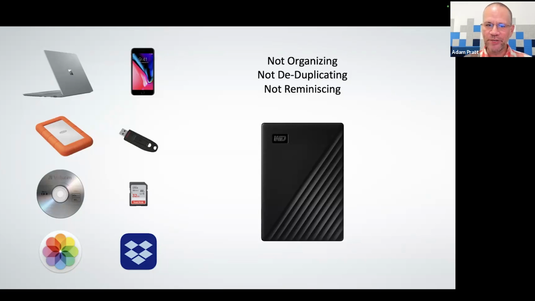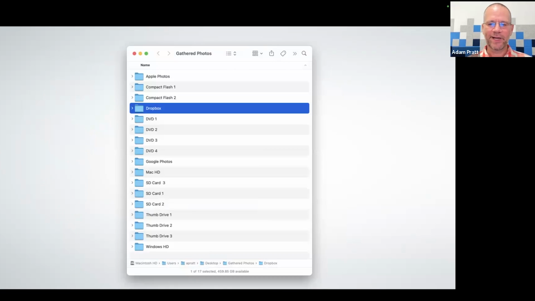And the process we use for this is very simple. We connect the hard drive, we make a folder, and we copy stuff to it. And you can see here just examples: Compact Flash 1, Compact Flash 2, Dropbox, DVD 1, DVD 2, SD cards, thumb drives, different computers, and so on. I just make a folder and I attach that device, that CD, that DVD, that thumb drive, whatever it is, and I copy over all of the digital photos and digital movies and stuff to that folder.